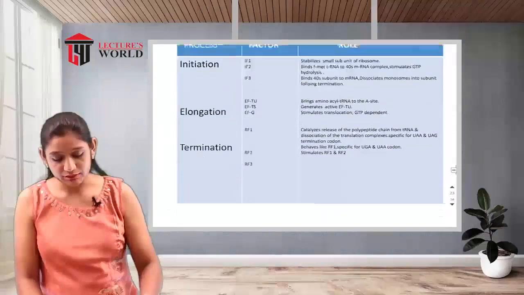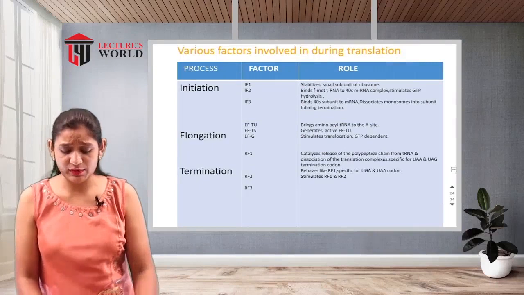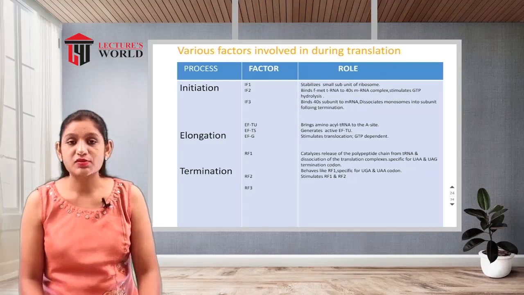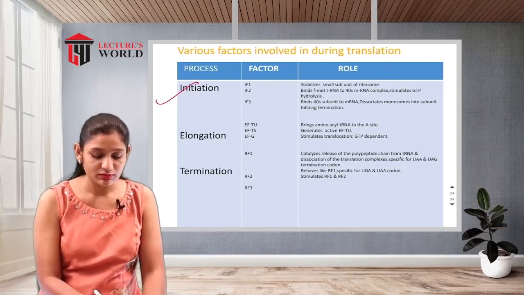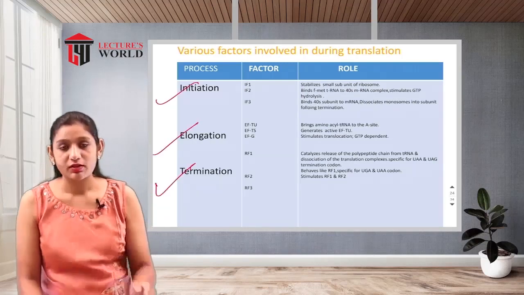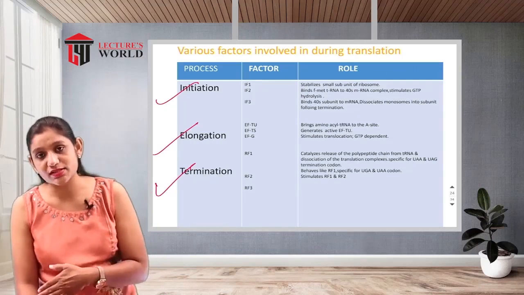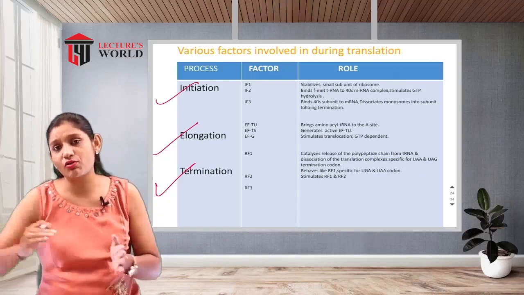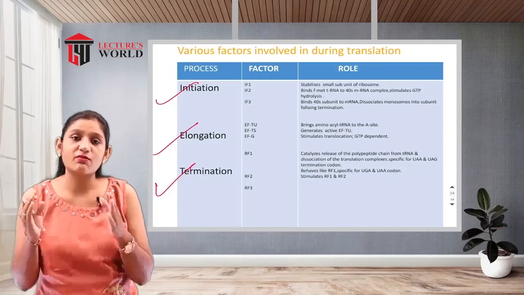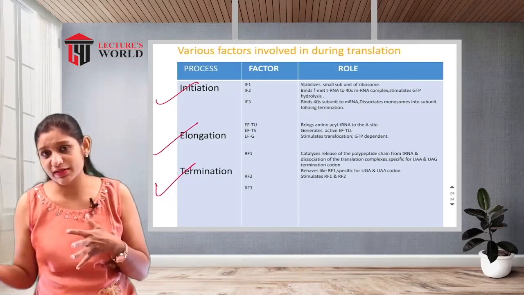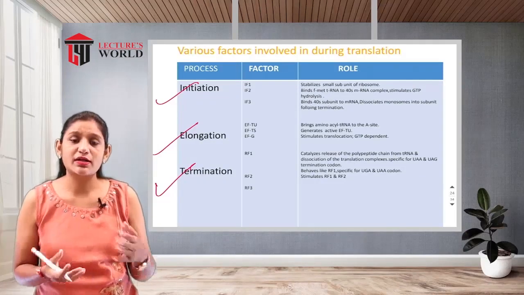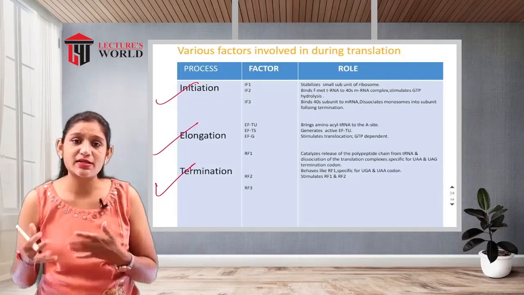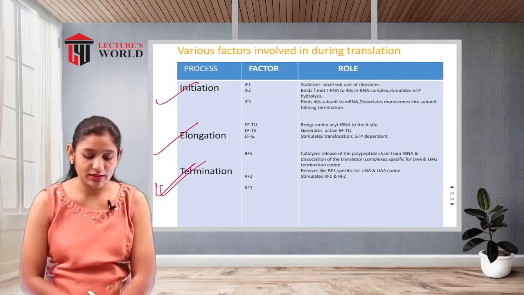Okay, next one. Here are various factors involved in the translation process, which proceeds in three phases: initiation, elongation and termination. Initiation means starting, elongation means what has started is going to be elongated, and termination means whatever is translated is going to be stopped, because the requirement of the protein is met. That mechanism of stopping is called termination.